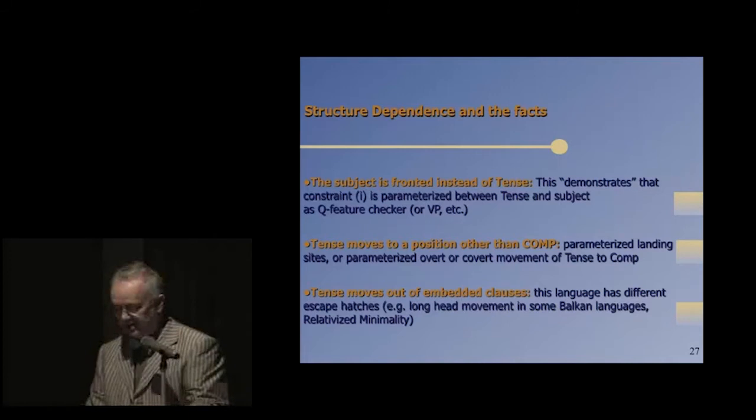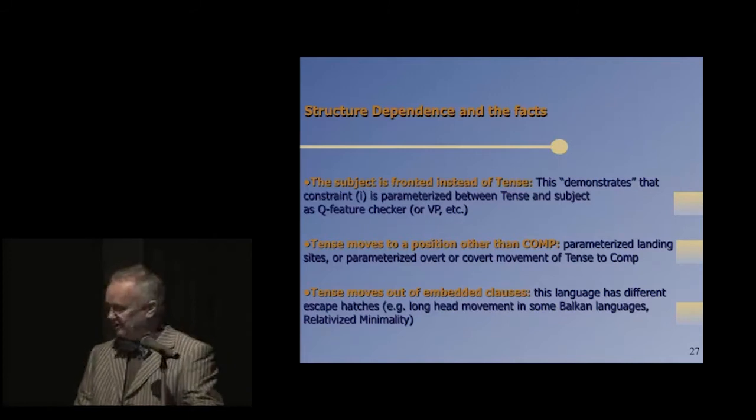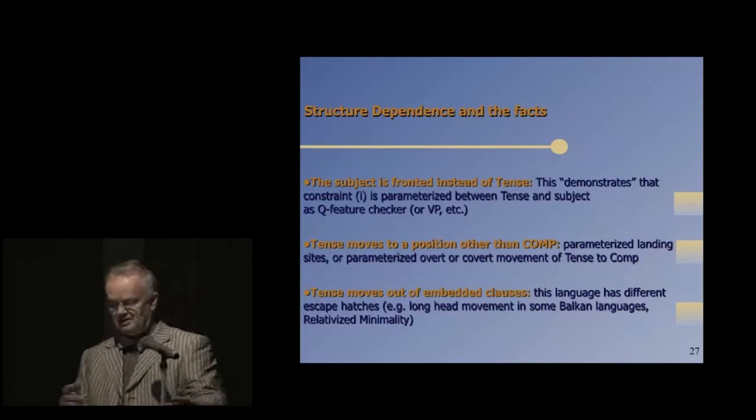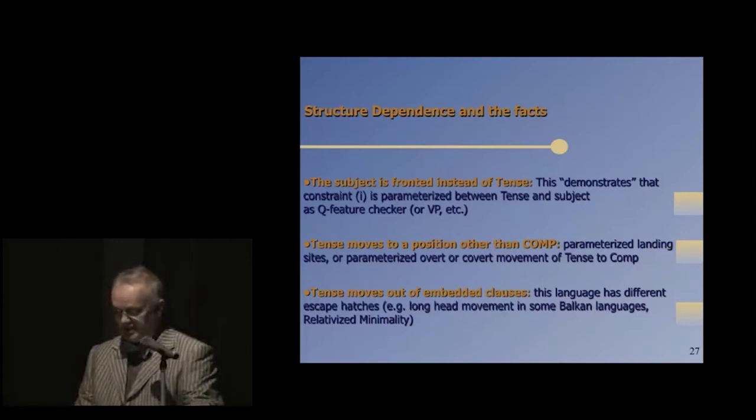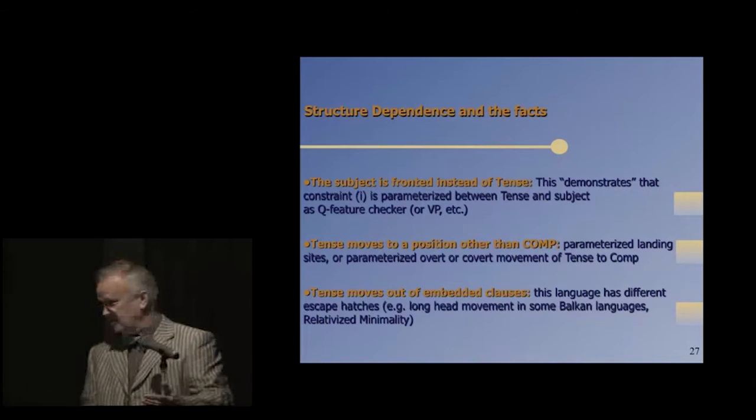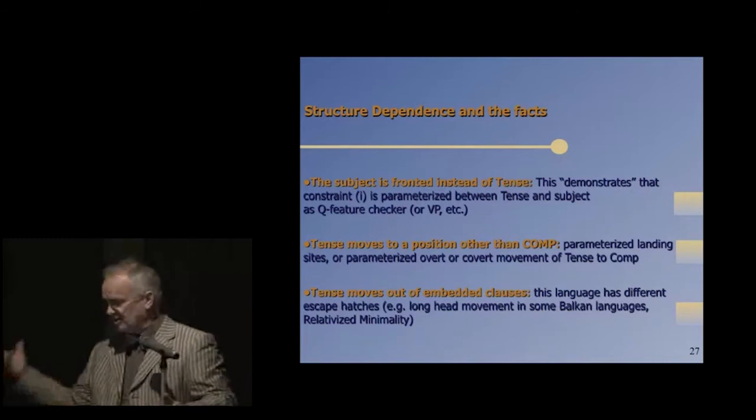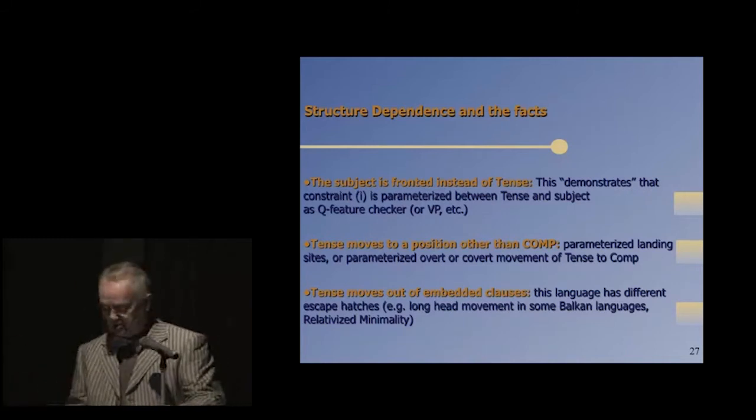Suppose you find a language where the subject is fronted instead of tense. Okay? Well, you could say this demonstrates that constraint 1 is parameterized between tense and subject as a Q feature checker. So it's not tense that moves, because it doesn't have the Q feature in this language. It's a subject that has the Q feature.